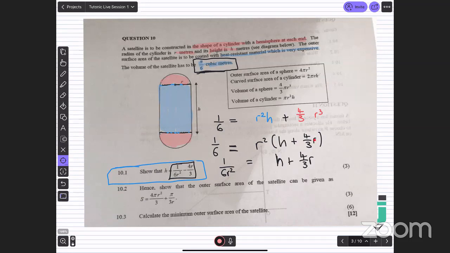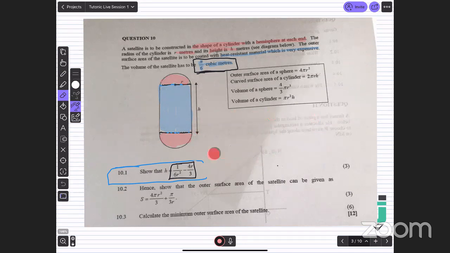And then it became h plus 4 over 3 r. Oh, okay. I see what you did. And then you divide by the r squared, and then you get h plus 4 over 3 r equals 1 over 6 r squared. And then you solve for h. So that's h. Okay. So do you guys have an idea as to why they asked you to do that? Does anybody remember? Naima, do you know why they would have asked you to find h first?